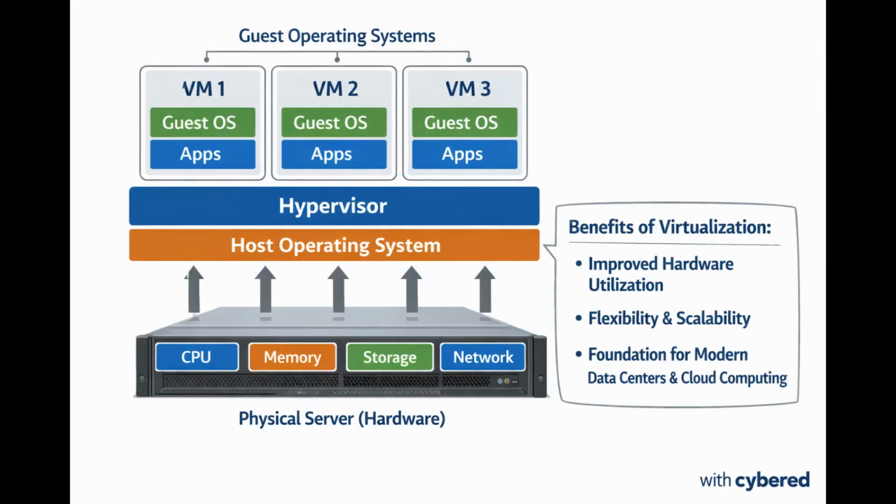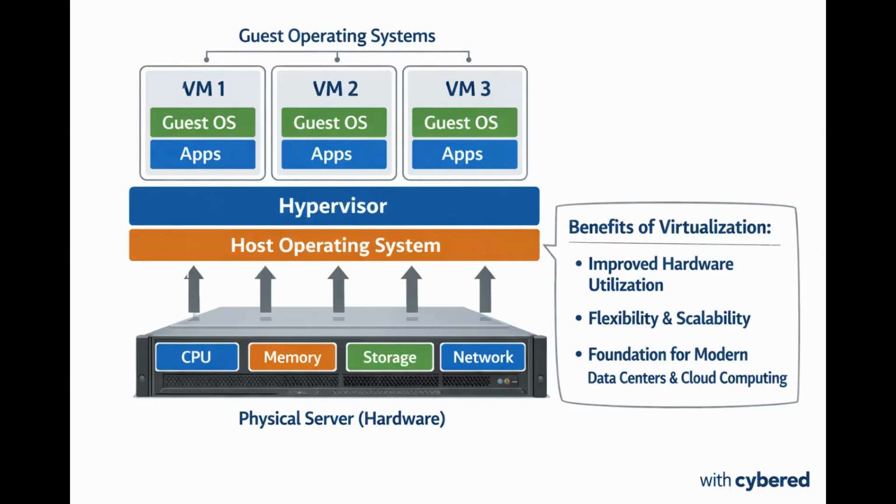Virtualization enables multiple operating systems to run simultaneously on a single physical machine by abstracting hardware resources such as CPU, memory, storage, and networking. Instead of installing multiple operating systems directly on hardware, virtualization uses a hypervisor to create and manage virtual machines.